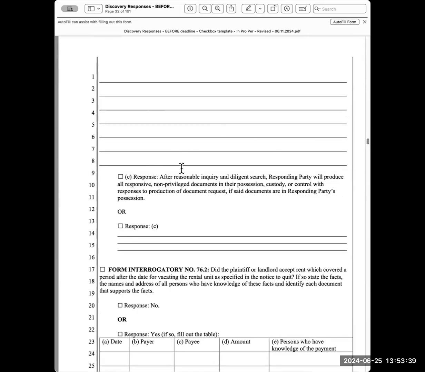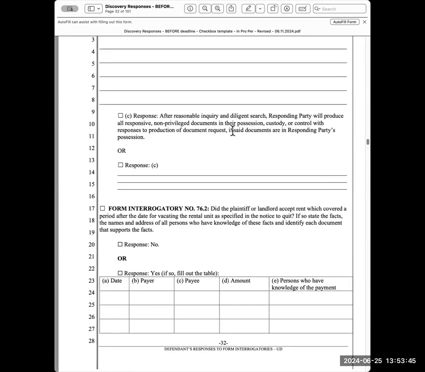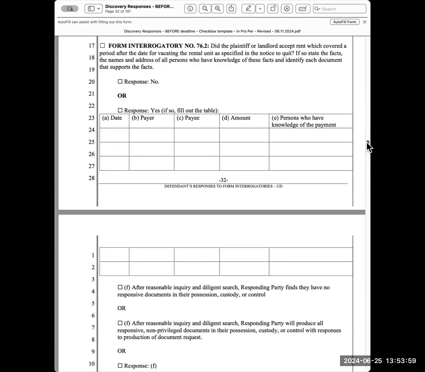Here is any evidence you might have, including multiple notices, or evidence you might have of paying your rent late with no consequence. You want to put that evidence in your exhibit binder, your exhibit portion of your trial binder. If you don't have the evidence, check here and explain here.